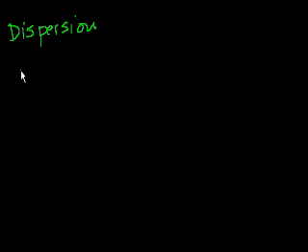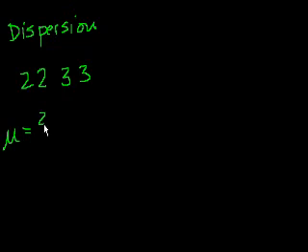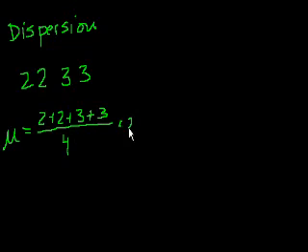So let's say I have one set, and let's say it is a 2, a 2, and a 3, and a 3. And let's say this is a population. Let's just deal with population means and population dispersions for now. So what's the mean here? The mean here is going to be 2 plus 2 plus 3 plus 3, all of that over 4. And what is that? That's equal to 2.5, right? 4 plus 6 divided by 4, right? That's equal to 2.5.